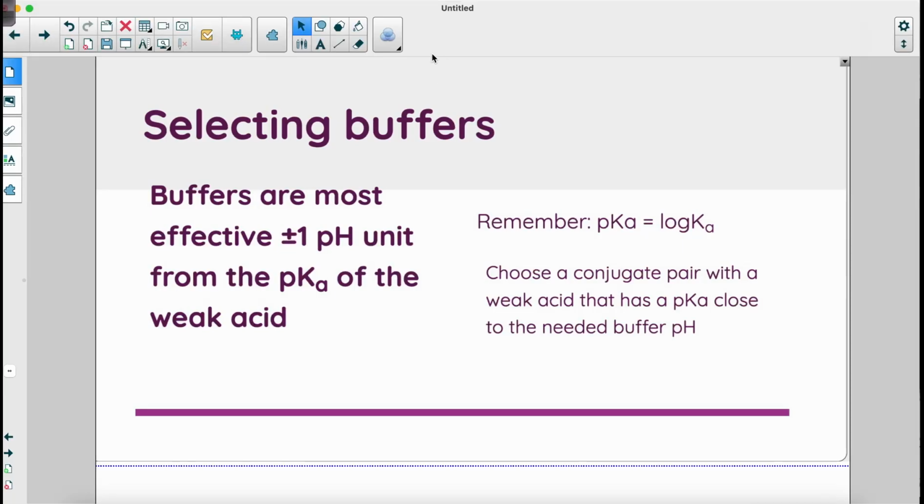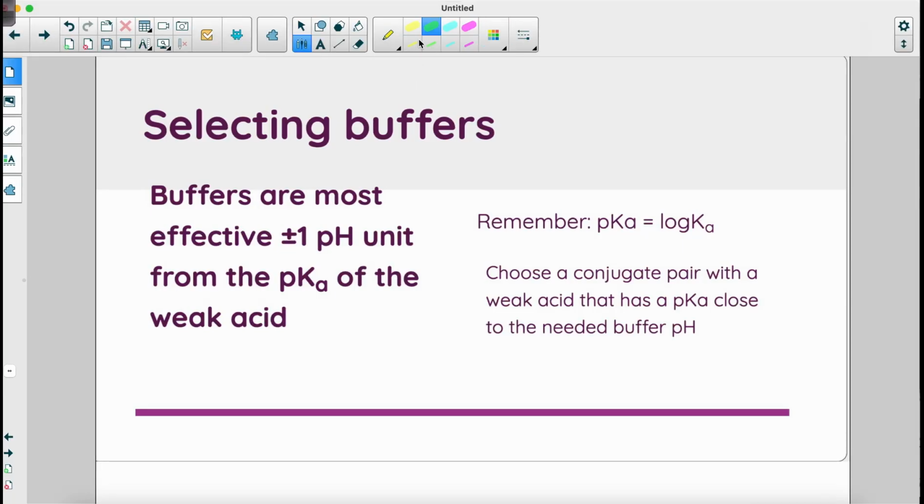So one of the things you have to be able to do is pick a buffer system for a given pH. The way we select buffers is that buffers work at plus one, minus one of their pKa value. So that's why we care so much about the pKa. We got into that, and remember, it's the negative log of the Ka that gives you the pKa. It's missing the negative log there.